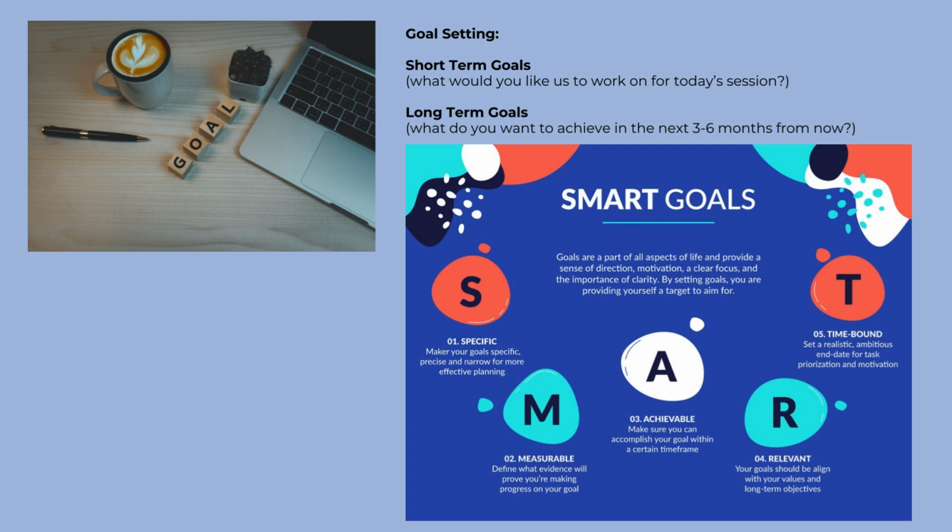Again, in the exam you may not have a lot of time, but make sure that your goals are relevant to the area in concern and to the patient. You are not there to set or impose your goals. You are there to set the goals with the patient, for the patient.